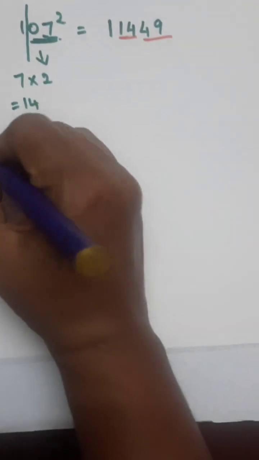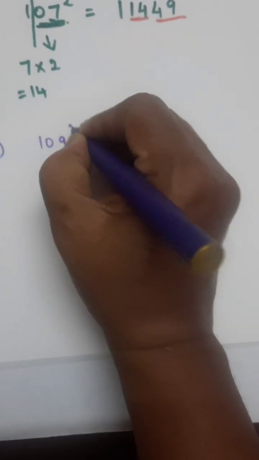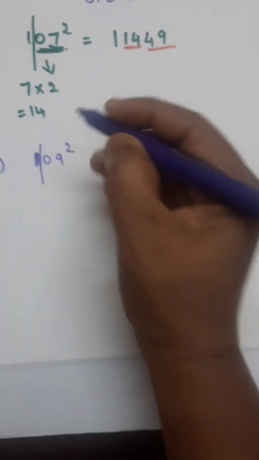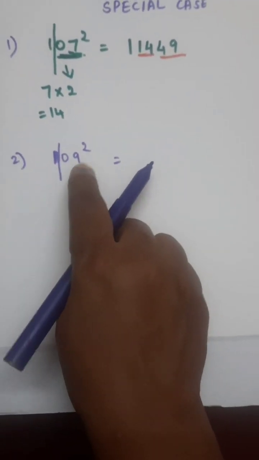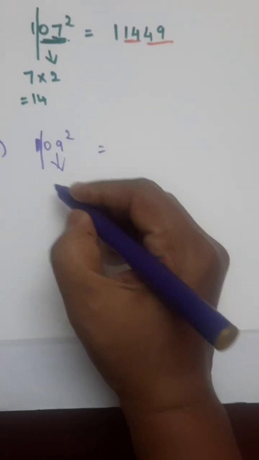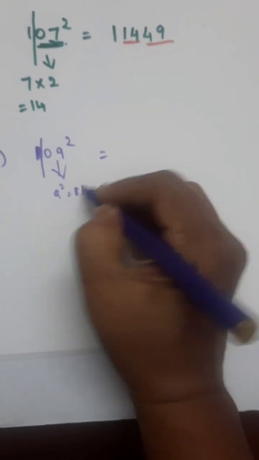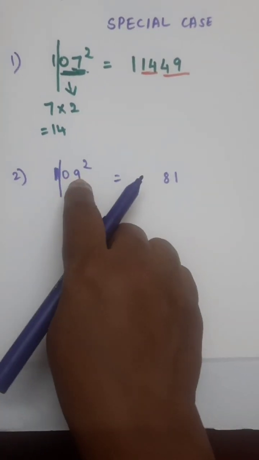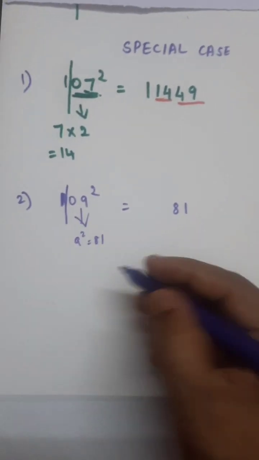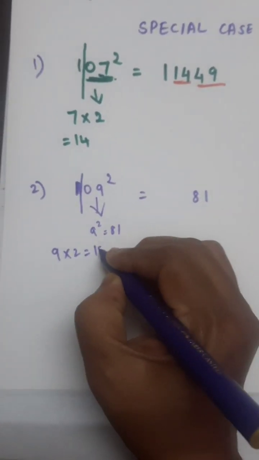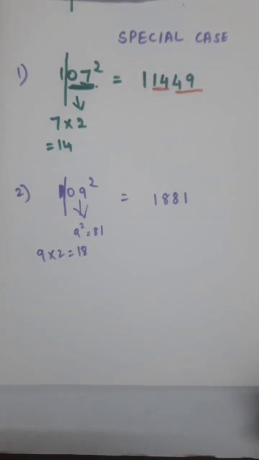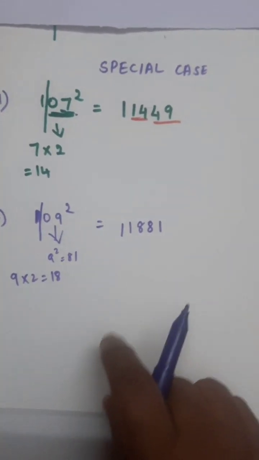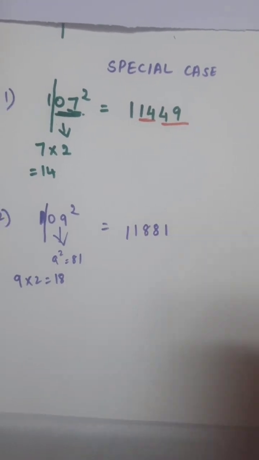I'll explain another example also. This is the first one. Second one is 109 the whole square. Now we will segregate the last two numbers. One is here. Last two numbers 09. 09 square, that is 9 square, which is equal to 81. So the last two digits will be 81. Now multiply this with 2. 9 into 2 is 18. So the next two digits will be 18. This one that is there, that I will add. So 109 square is 11881.